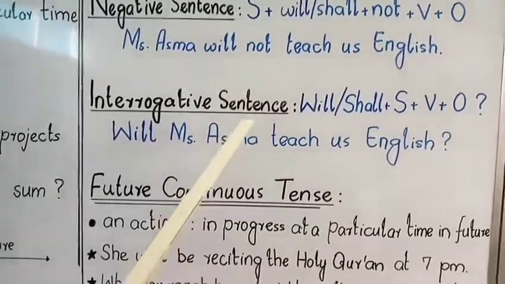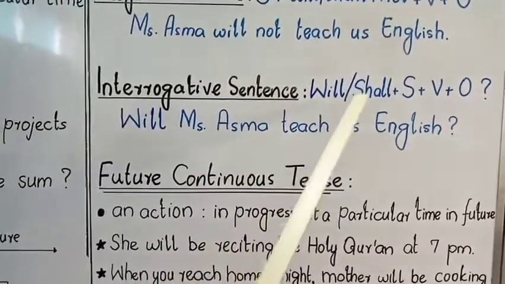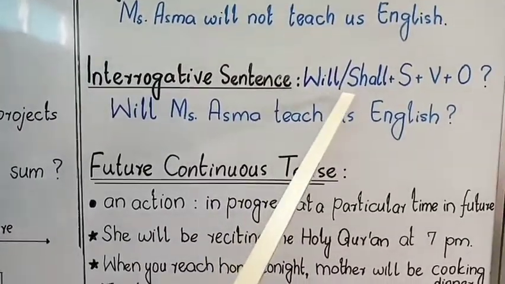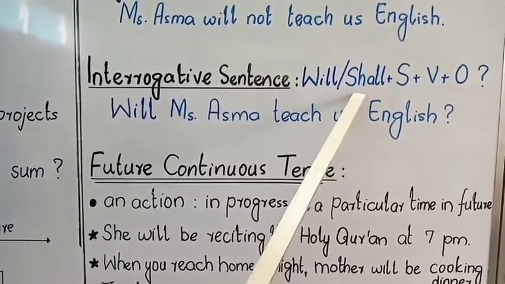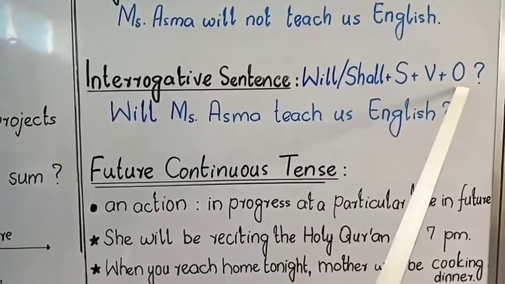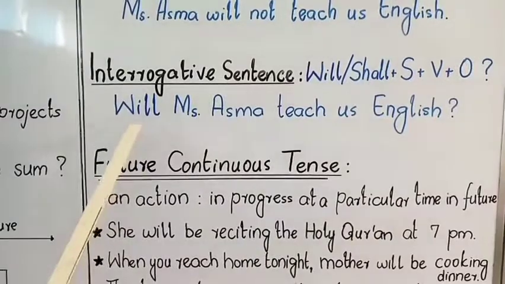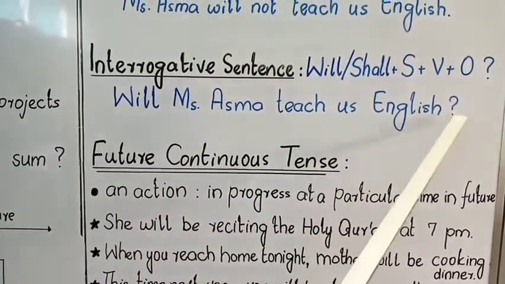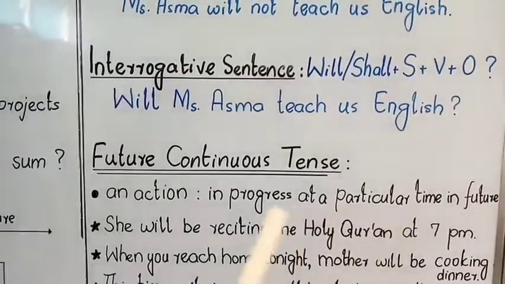For interrogative sentence, will or shall will come first because the helping verb is will. So will or shall plus subject plus root form of verb plus object. And the example is, will Miss Asma teach us English? And don't forget the question mark.